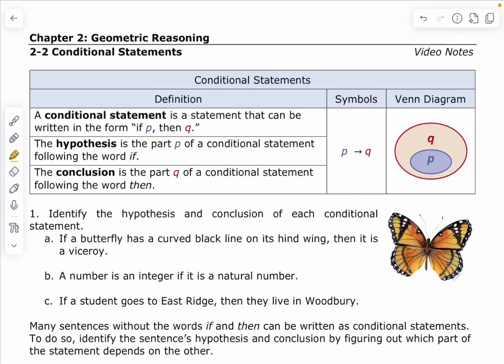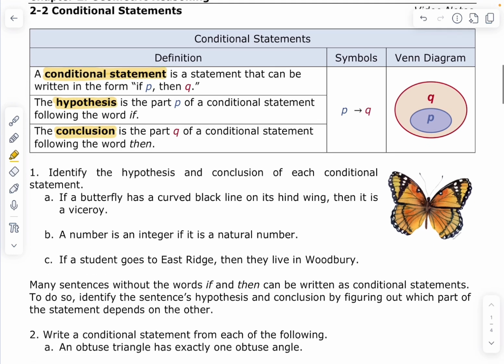This is section 2-2, conditional statements. We're going to start out with some definitions. It says that a conditional statement is a statement that can be written in the form if P, then Q. The hypothesis is the part P that follows the word if, and the conclusion is the part Q that follows the word then. Let's look at some examples that should make a little bit more sense.